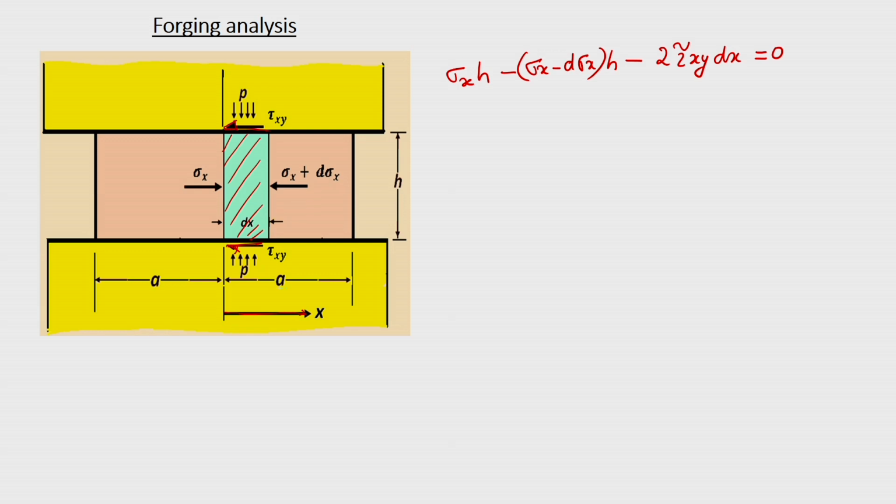If we do a small mathematical manipulation, we can get this equation in this form: d sigma x by dx is equal to minus 2 tau xy by h. So, we are getting this relationship.